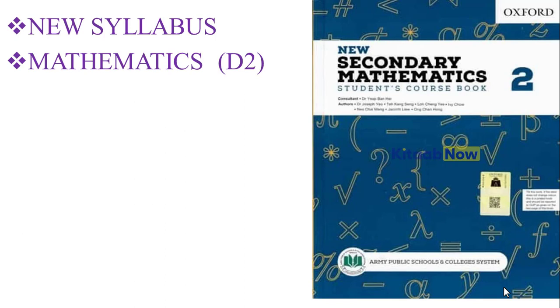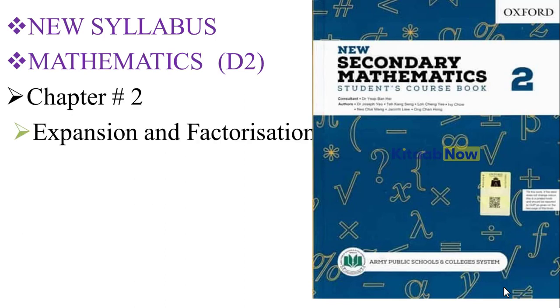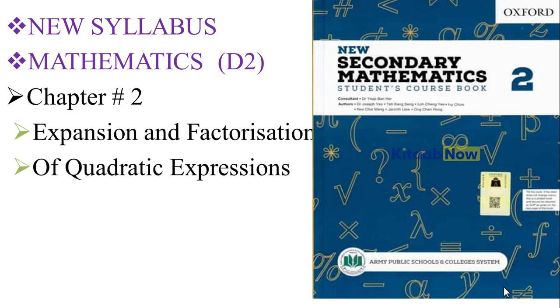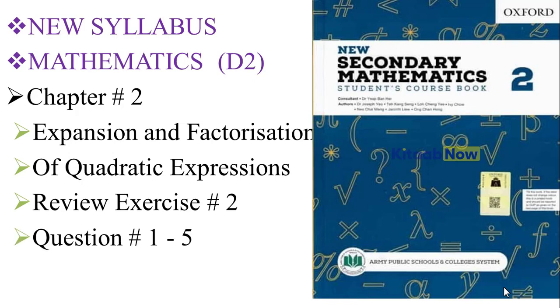Today we will solve new syllabus mathematics D2 chapter number 2, expansions and factorization of quadratic expressions. In review exercise chapter 2, question number 1 to 5. First of all, we will solve question number 1. In question number 1, expand each of the following expressions. First part: 10a into 2a minus 7.